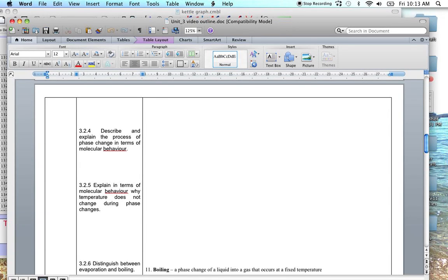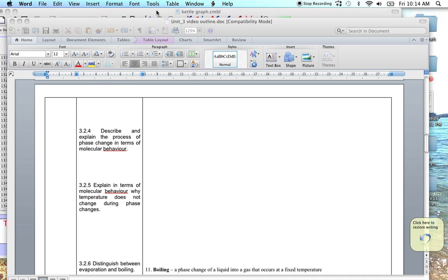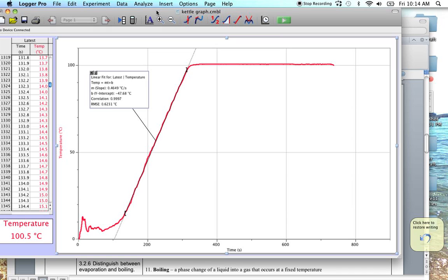Fine, so here I'm going to be looking at this idea of phase change and also molecular behavior when there's a phase change, and why the temperature does not change. But before I do that, I actually just want to go back to specific heat capacity and just spend a little bit of time on that. We're going to be using this graph.